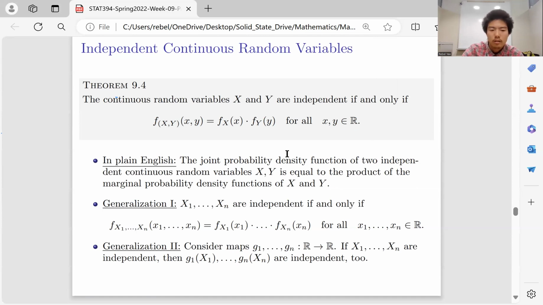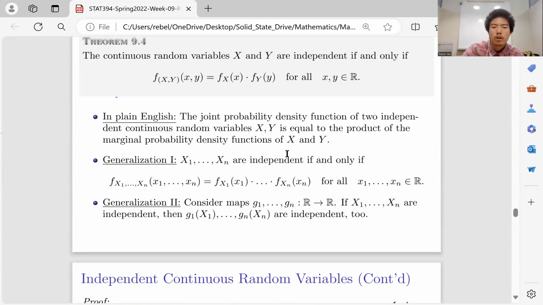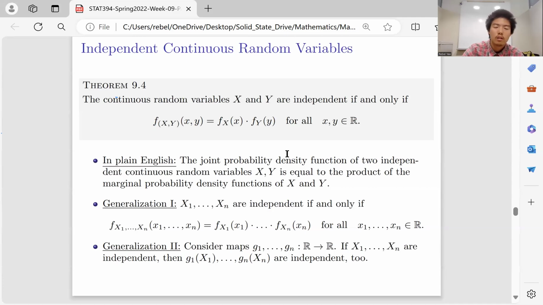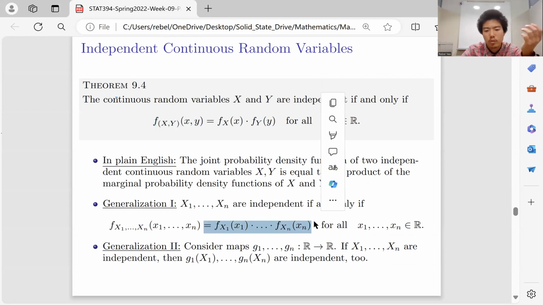Why is that the case? We'll prove it later, but we can first generalize it to more common cases, where there are more random variables, like n-dimensional random variables. In this case we go from f_X1 to f_Xn, and we can multiply them all together. So it's just expanding the joint distribution to more cases. This is one generalization.